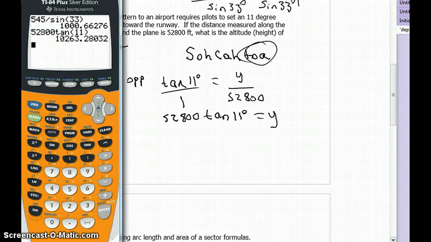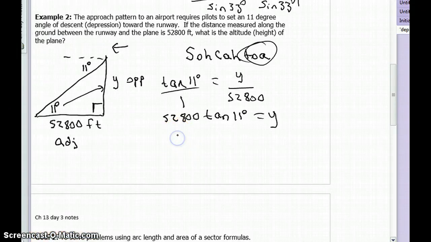Alright, so in this case, y is going to be, we'll go ahead and do 2 decimals again. I've got 10,263.28 feet.